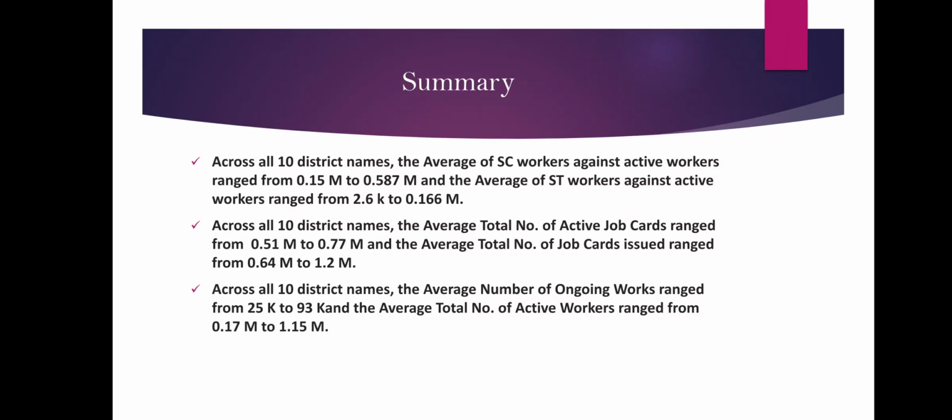Here we have the summary. Across all 10 district names, the average of SC workers against the active workers ranged from 0.15 million to 0.587 million, and the average ST workers against the active workers ranged from 2.6k to 0.166 million. Across all 10 district names, the average total number of job cards ranged from 0.51 million to 0.77 million, and the average total number of workers issued jobs ranged from 0.64 million to 1.2 million.